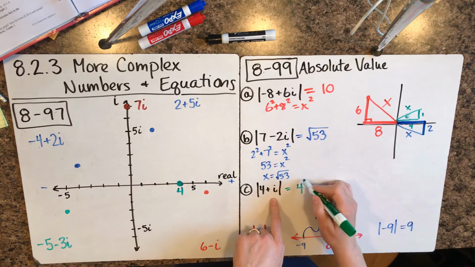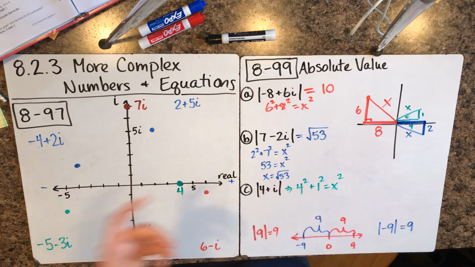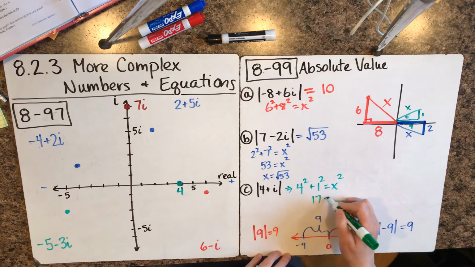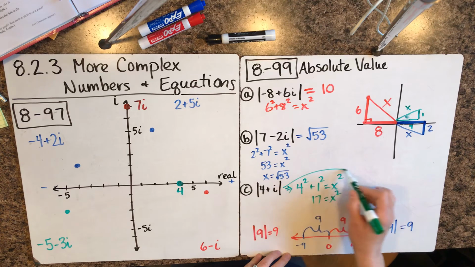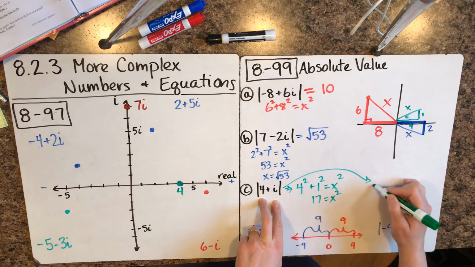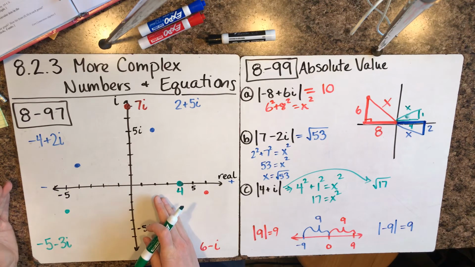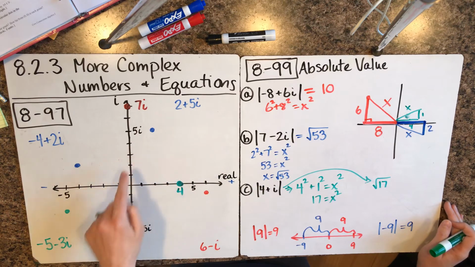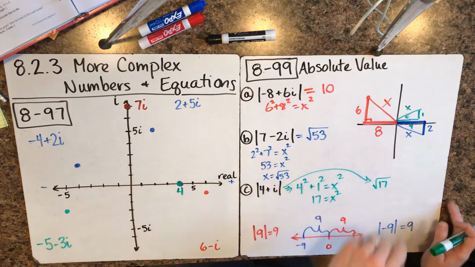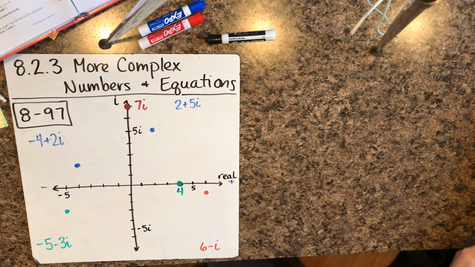So 4 squared plus 1 squared equals c squared, or x squared. Okay, so that's going to be 17 equals x squared. So the absolute value of 4 plus i is going to be the square root of 17. Okay, so graphing, pretty darn easy. Finding the absolute value is just understanding how you graph it and then drawing in your right triangle and finding the missing hypotenuse.